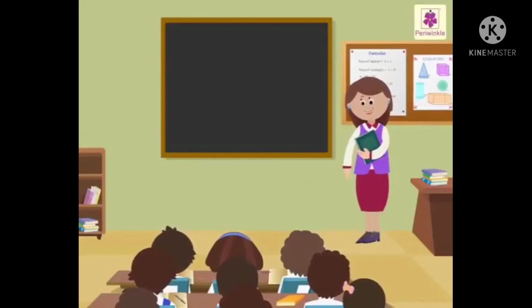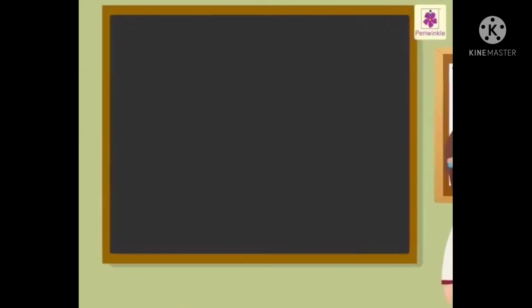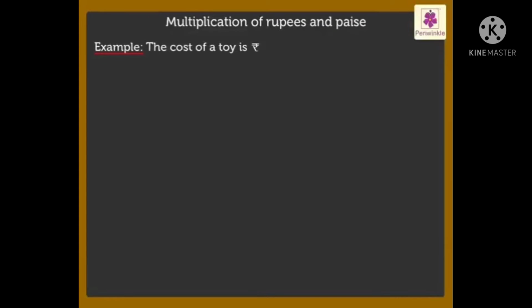Multiply and divide money. We write the rupees and paise as decimal numbers and then carry out the multiplication and division operations. Let's solve an example on multiplication of rupees and paise. The cost of a toy is rupees 407.30. Find the cost of 6 such toys.